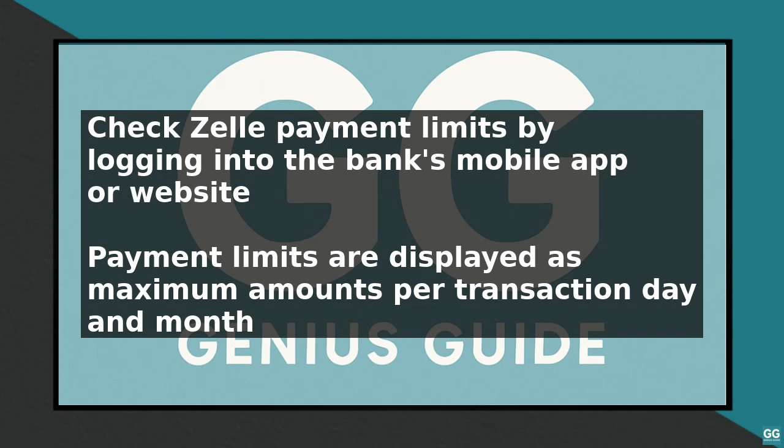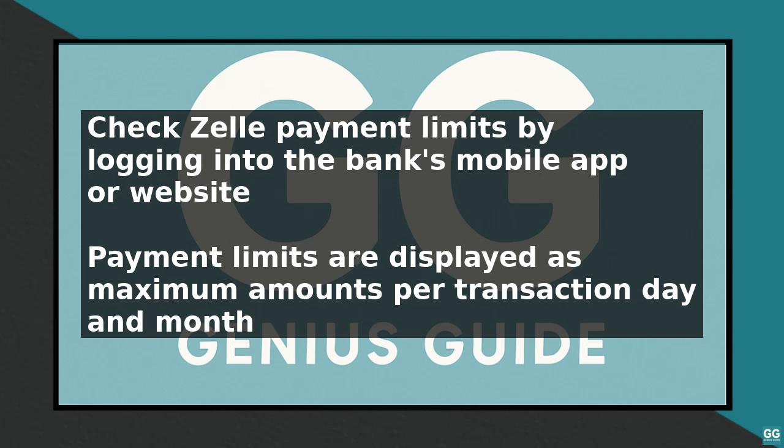Once you know your payment limits, you can request payments from others using Zelle. To do this, open your bank's mobile app or website and navigate to the Zelle section. Click on the Request Money option and enter the recipient's email address or mobile number. Enter the amount you want to request and add a note to explain the purpose of the request.